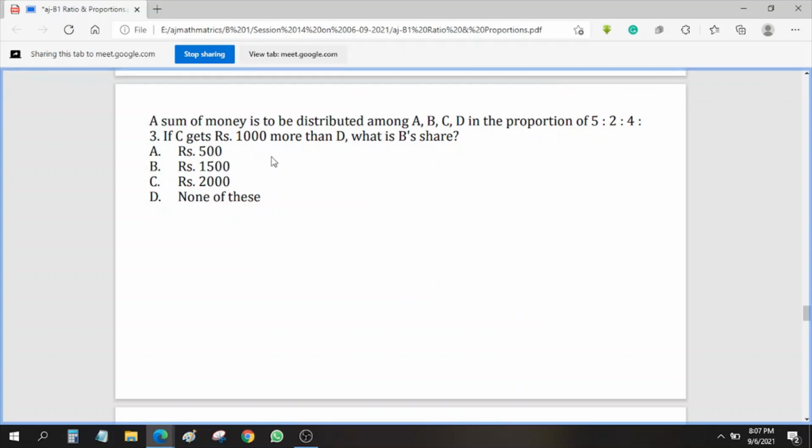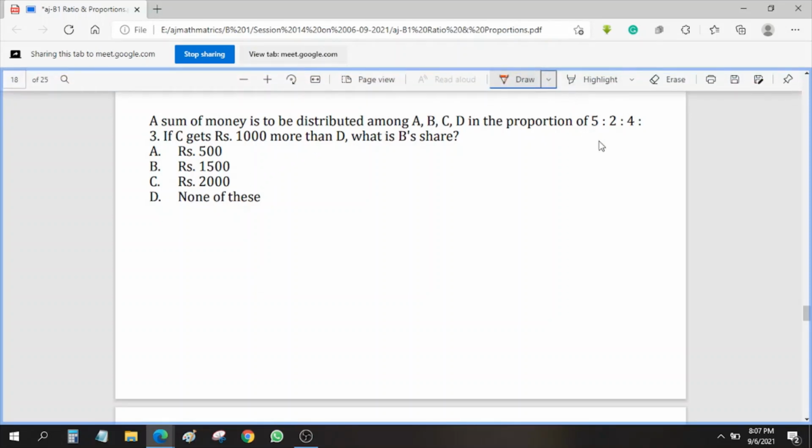A sum of money is to be distributed among A, B, C, D in the proportion of 5 is to 2 is to 4. I have already told you that you can take A value as 5x, B value as 2x, C value as 4x, and D value as 3x. And C gets 1000 more than D, which means the difference between C and D. C is greater, so 4x minus 3x is equal to 1000. So x is equal to 1000. This is the first equation.